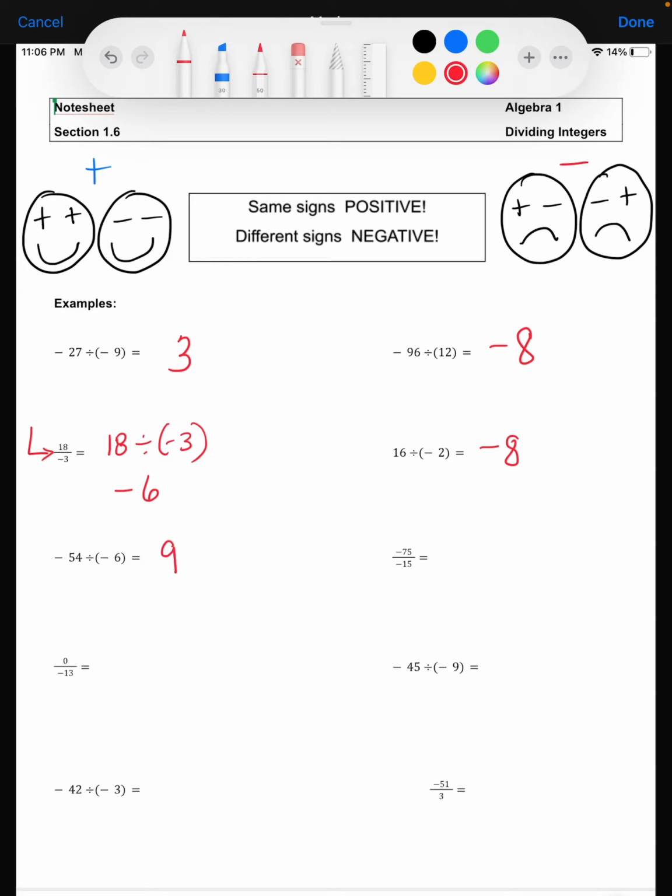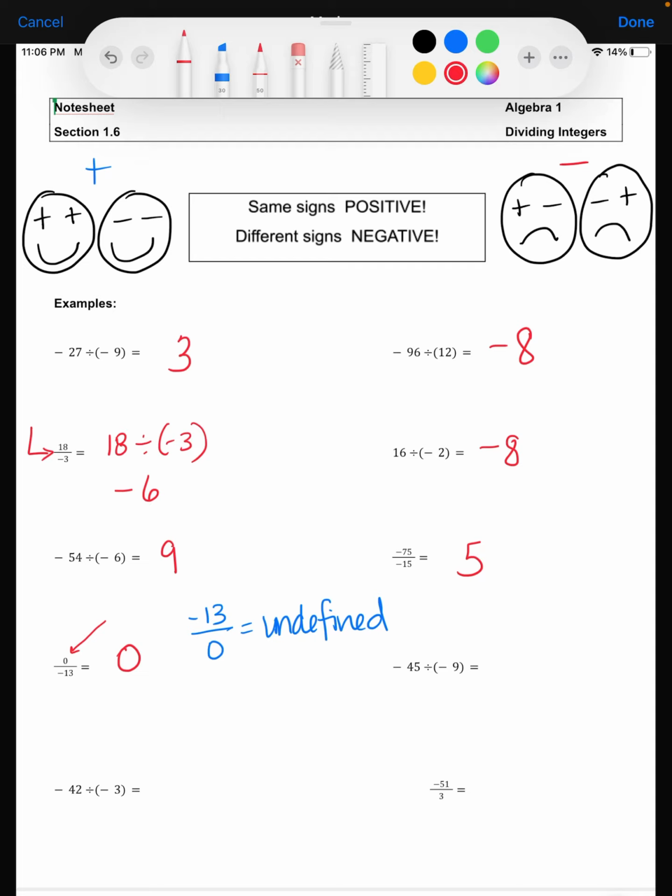Some of these bigger ones you should start to recognize. 15 goes into 75 5 times, and because both of the signs are negative, our answer is positive. Now, just a reminder that when we have a 0 in the numerator, our answer is always 0. However, keep in mind that if the tables were turned and there was a 0 in the denominator, that is undefined. And you'll be seeing that more and more this year.